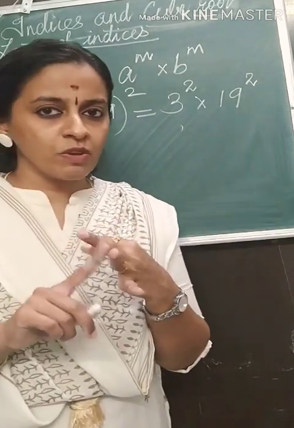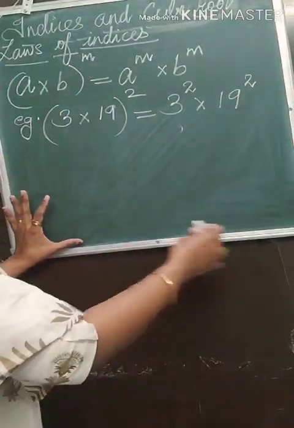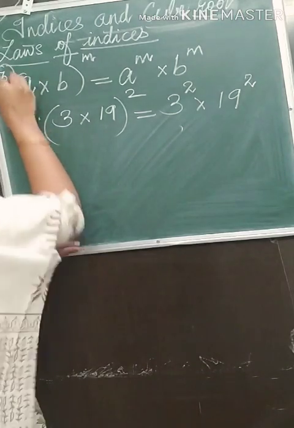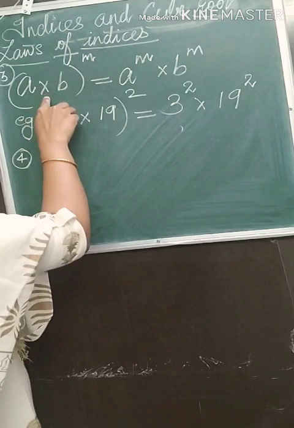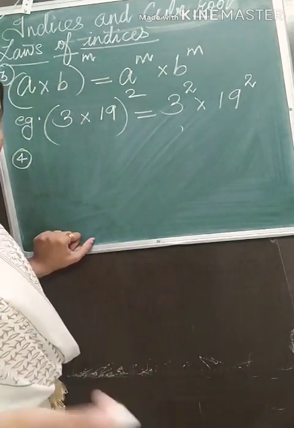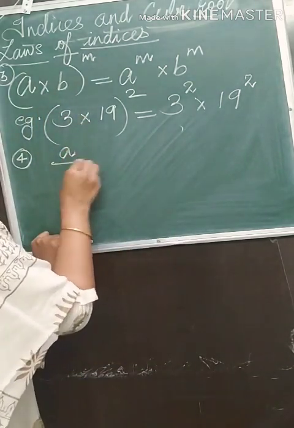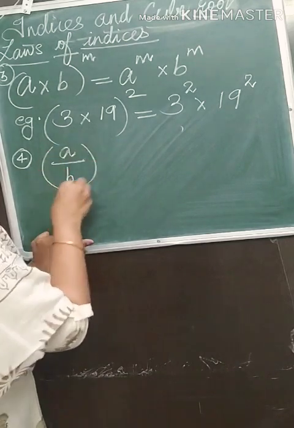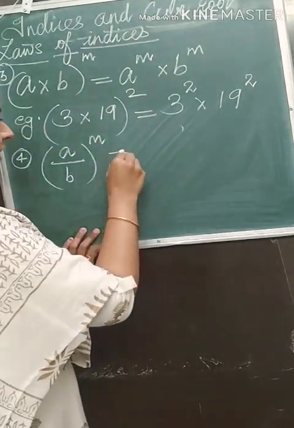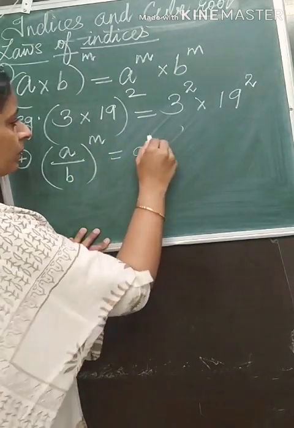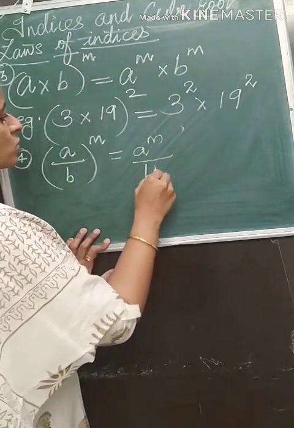Okay, so 3 laws we learned. Now we go on to the 4th law. So that was the 3rd law, now the 4th law. Now we did it with multiplication. Same way let us do it with division. a upon b, the whole raised to m, will be a raised to m upon b raised to m.